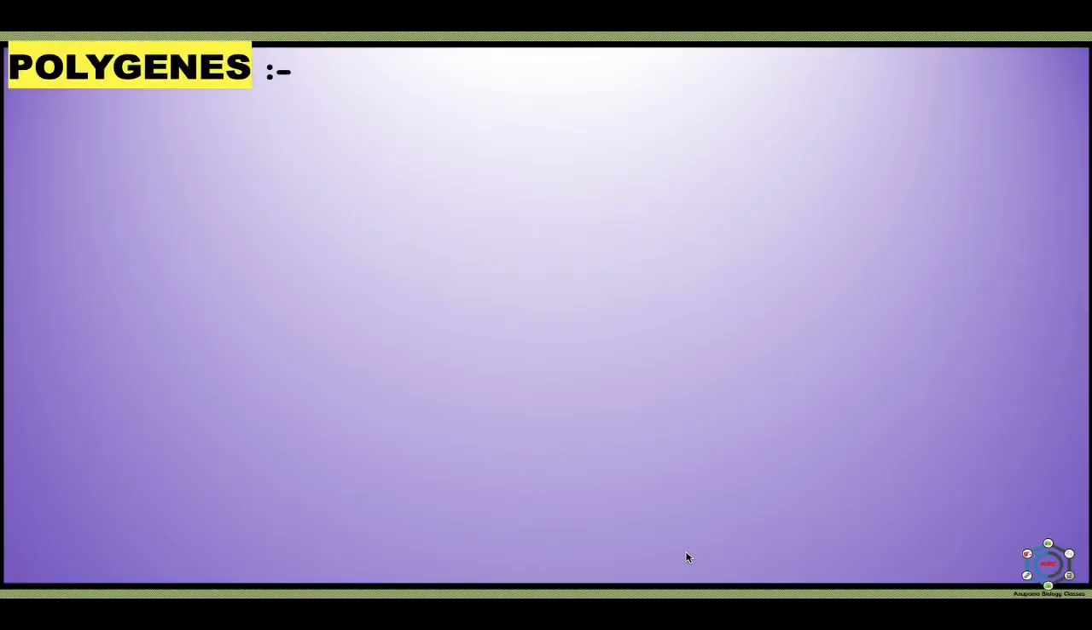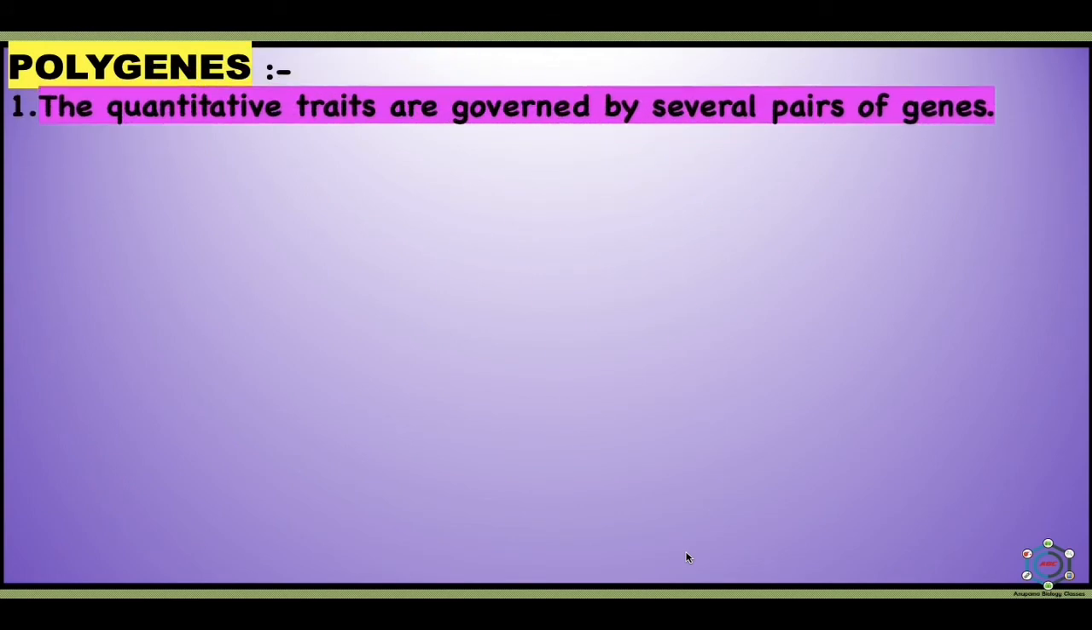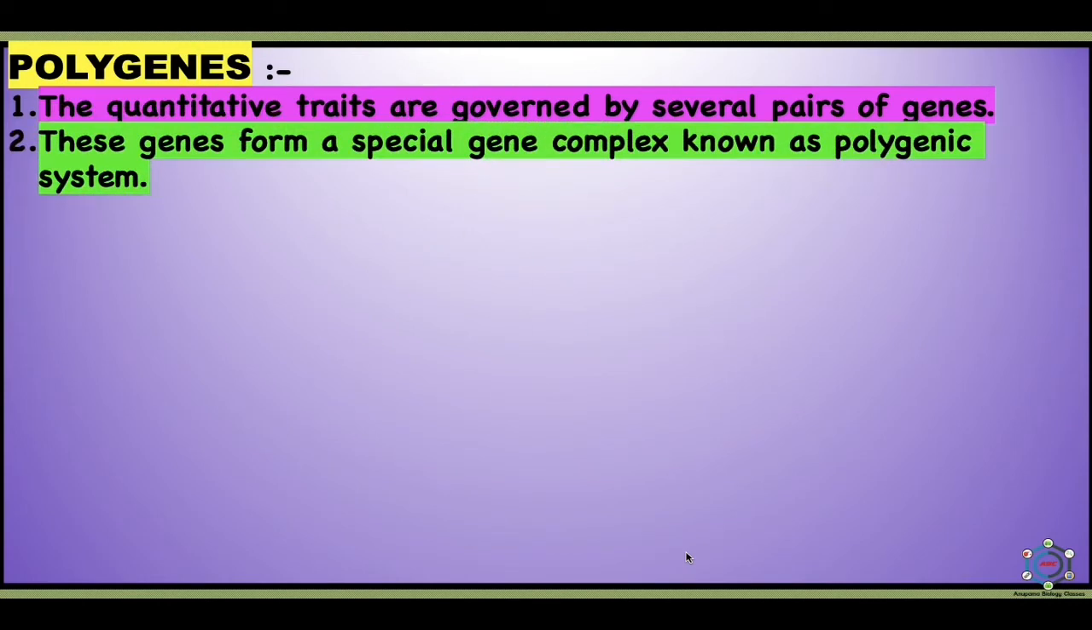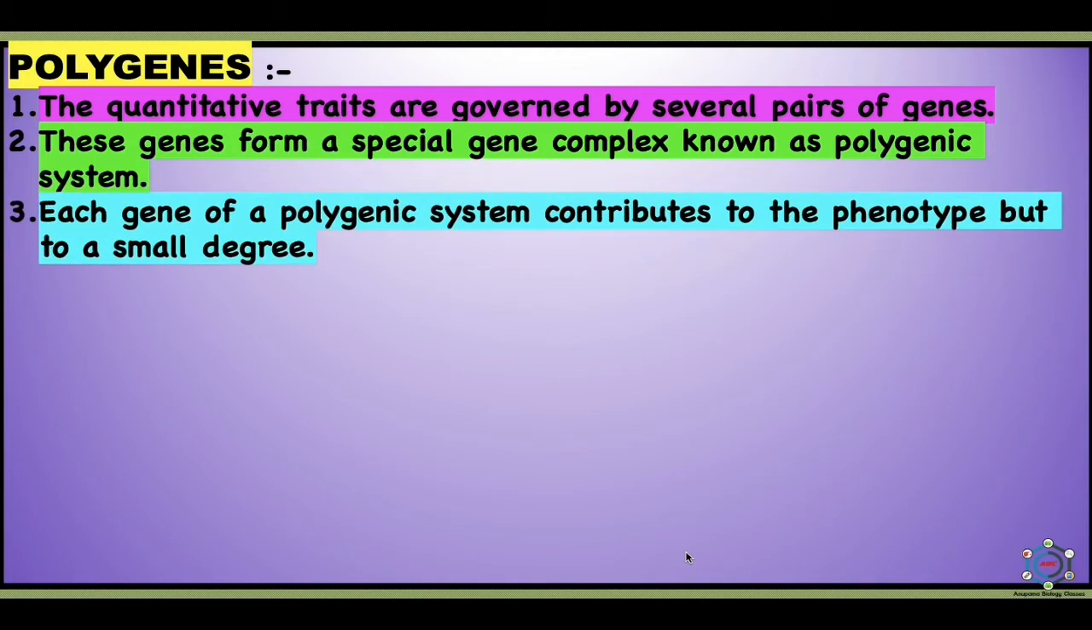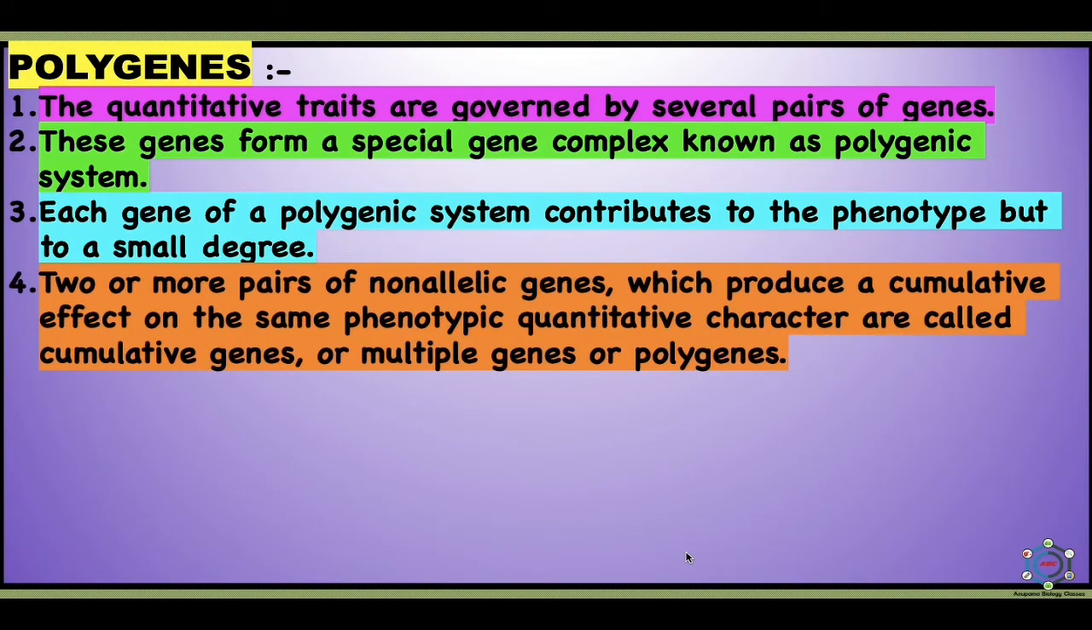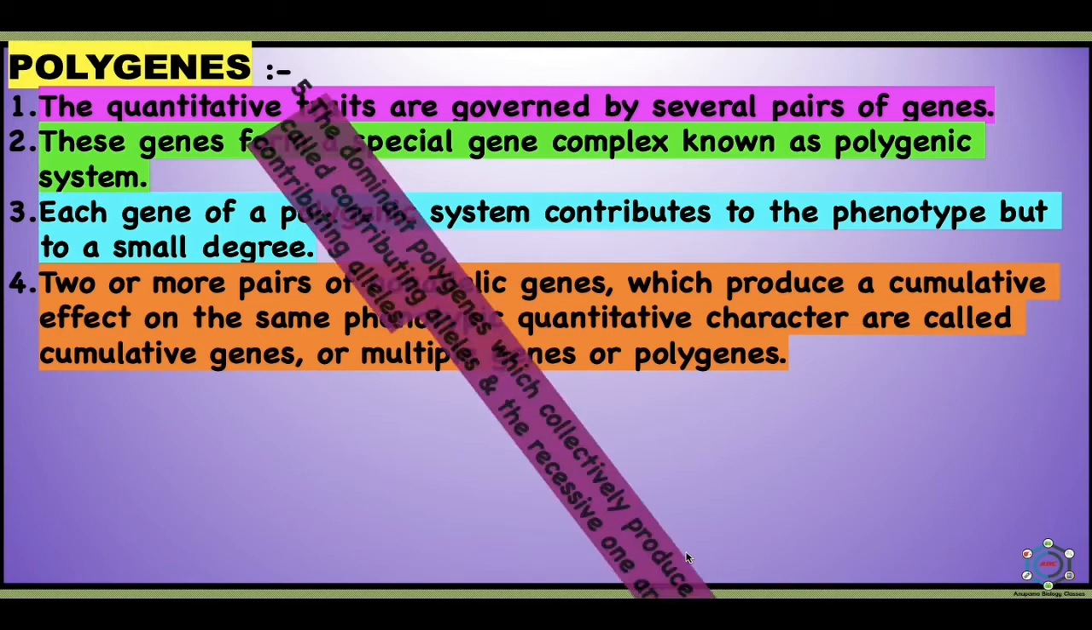Now, the polygenes. The quantitative traits are governed by several pairs of genes. These genes form a special gene complex known as polygenic system. Each gene of a polygenic system contributes to the phenotype to a small degree. Two or more pairs of non-allelic genes which produce a cumulative effect on the same phenotypic quantitative character are called cumulative genes or multiple genes or polygenes.